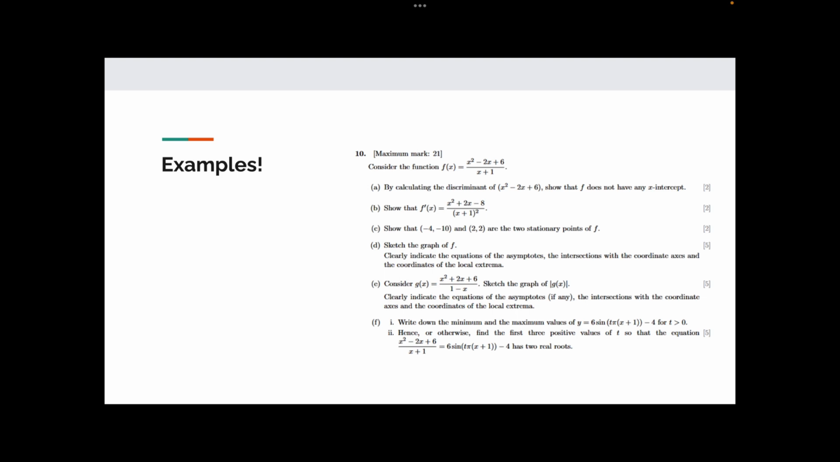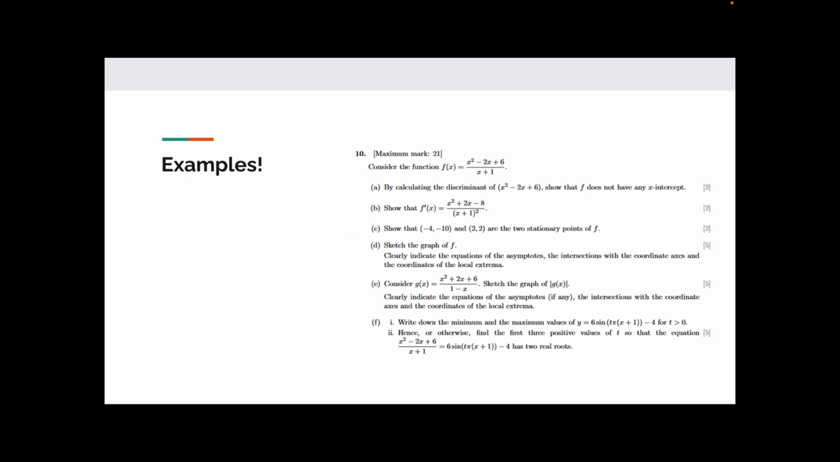Examples. So this question was on the November 24 mark, which happened about 2 months ago. So this is one of my questions.